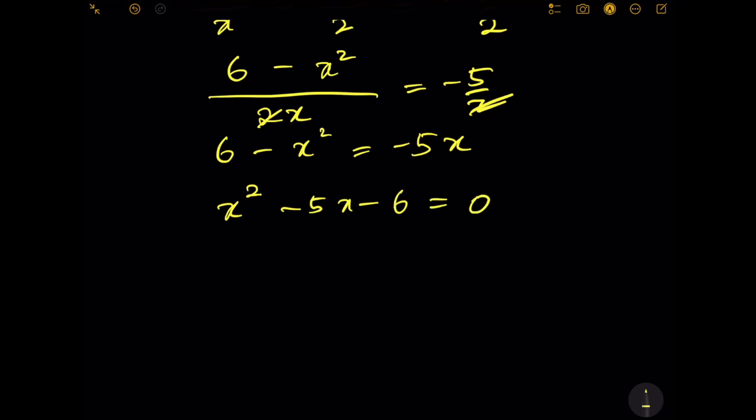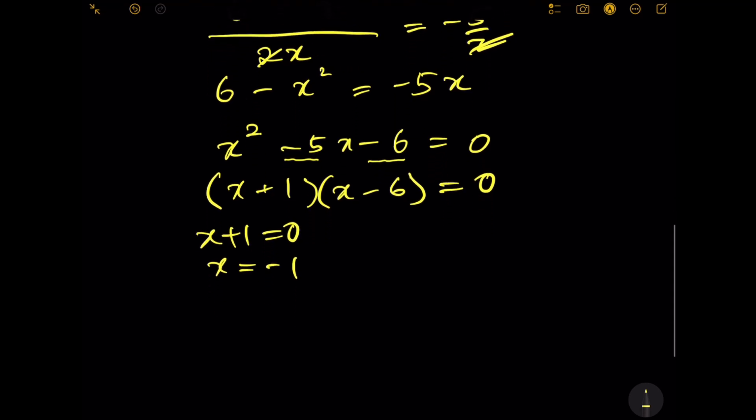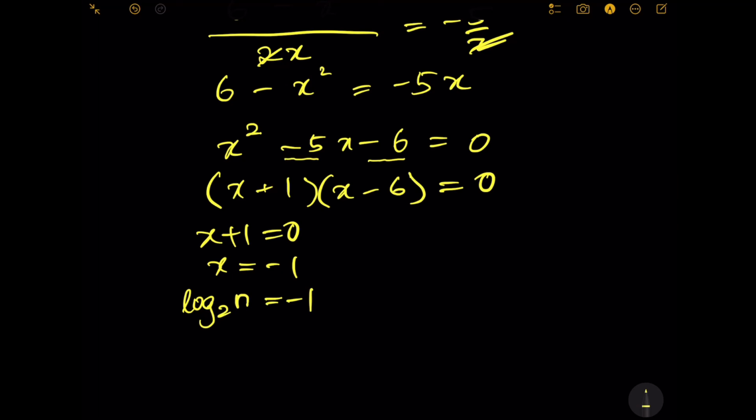This is a factorable quadratic equation. There are two numbers that multiply to negative 6 and sum to negative 5. So obviously it is 1 multiplied by negative 6, and (x plus 1)(x minus 6) equals 0. So we have a first condition, x plus 1 equals 0, x equals negative 1. And what is x? x is actually log 2 of n, and therefore n is 1 over 2.